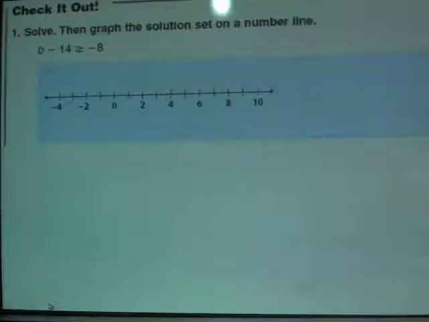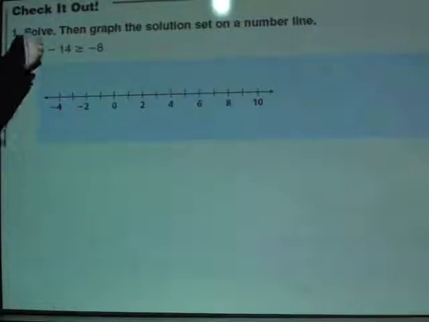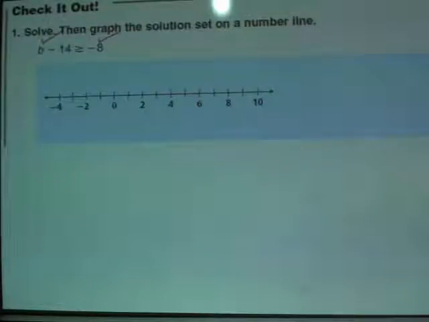All right, so number one, we're supposed to solve and then graph the solution set on the number line. So we're doing both components here. b minus 14 is greater than or equal to negative 8. So looking at this particular question, we know that the variable b being on the left is a good thing, and negative 8 being on the right side is a good thing. So the only troublemaker here is going to be the 14.